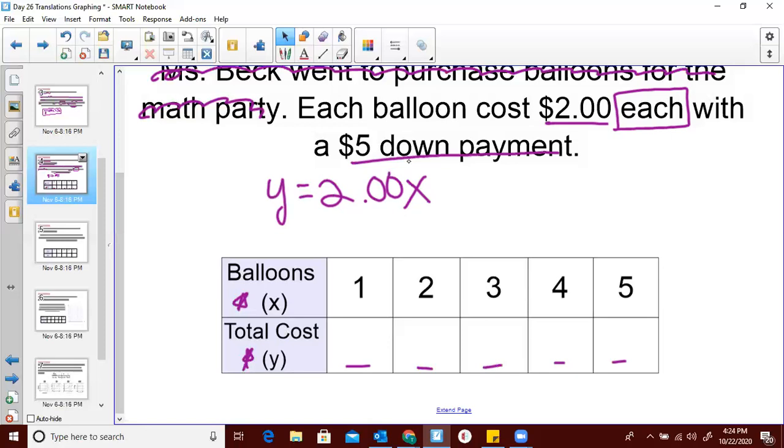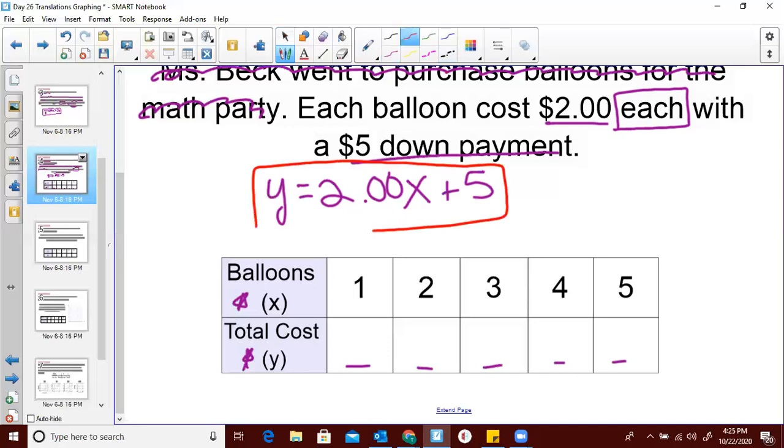It's also important to know what a down payment is. Down payment is similar to the previous problem. It's a one-time fee. So if Miss Beck put her $5 down, decided she didn't want any balloons, she's not going to get her $5 back. The company gets to keep that. All right, so this is our linear function that we've formed.